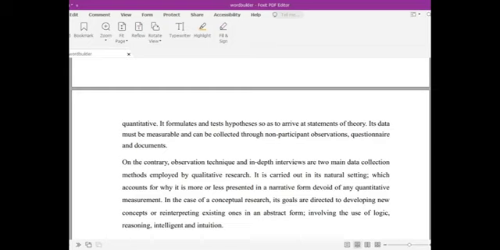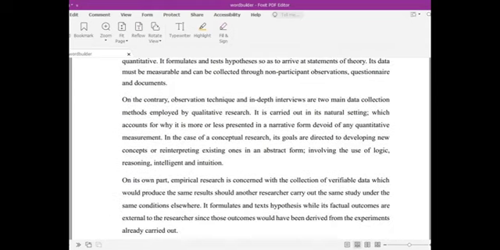It is carried out in its natural setting, which accounts for why it is more or less presented in a narrative form devoid of any quantitative measurements. You can see that you present it in a narrative form. You don't need to start measuring. In the case of a conceptual research, its goals are directed to developing new concepts or reinterpreting existing ones in an abstract form, involving the use of logic, reasoning, intelligence, and intuition.